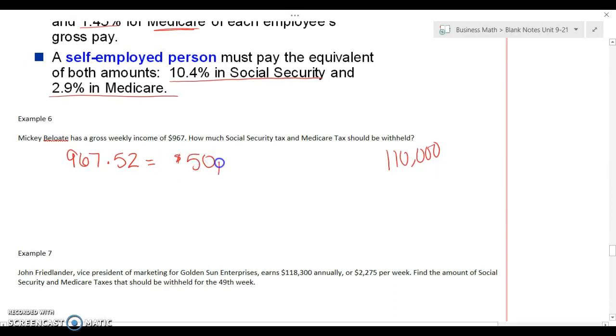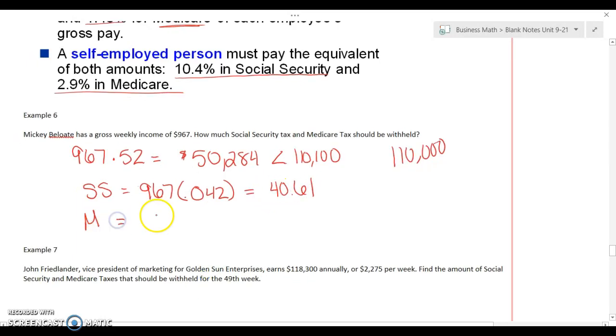They make $50,284. So they are less than the $110,100. So that means the entire salary is going to be taxed. There's no exemption here. So to find Social Security, you take their weekly pay times the Social Security rate of 0.42 and find it to be $40.61. Medicare, take their weekly rate, multiply it by the Medicare rate, $14.02. So that's Social Security and Medicare.